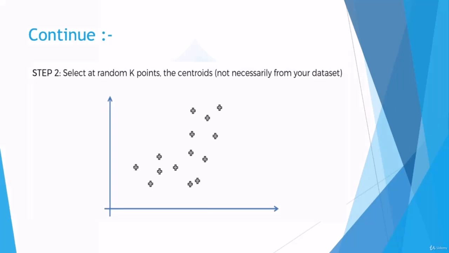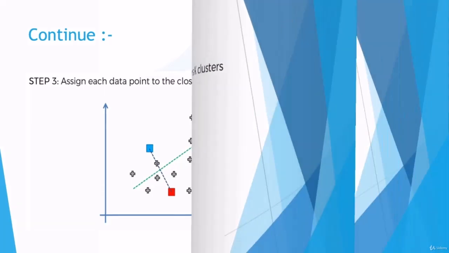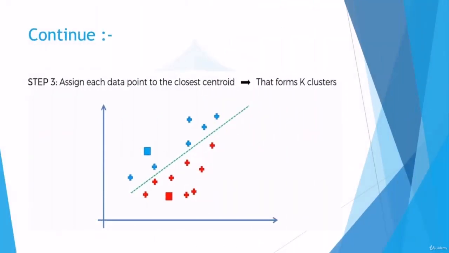So let's move to step 3. Now assign each data point to the closest centroid. For this we are going to use a little bit of mathematics. We join the two centroids and then draw a perpendicular line to the joining line, and the line will separate the points into two different clusters. Here you can see that the points above the line are colored in blue and the points below the line are colored in red, which depicts the two clusters.